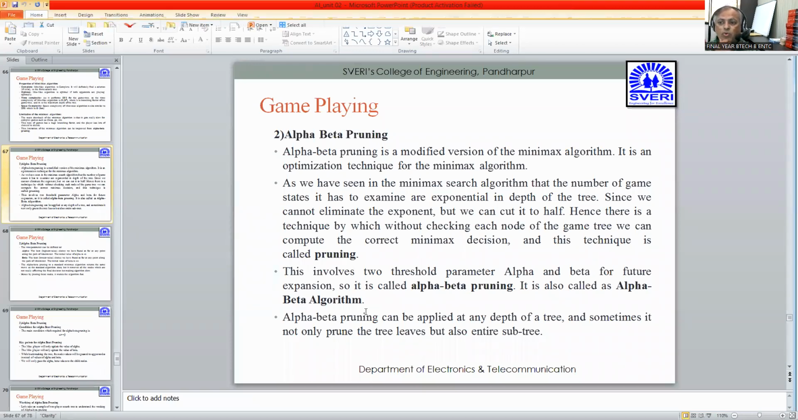So each and every node, each and every subtree, it can be applied not only to the depth but also to the tree leaves as well as the entire subtree.